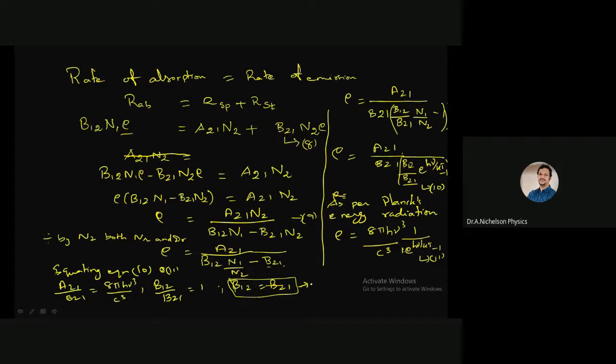And this is the last one. Equation number 12, and this is 13. So these are the Einstein A and B coefficients. Sorry, this is 13, this equation. Equation 12: A21 by B21 is equal to 8 pi h nu cube by c cube, and B12 is equal to B21.